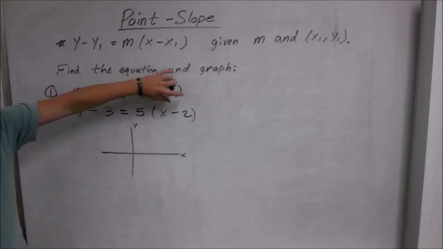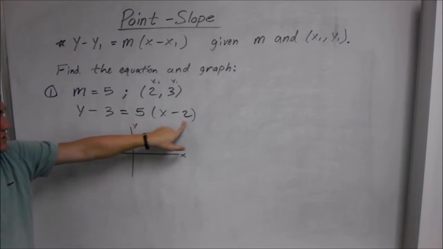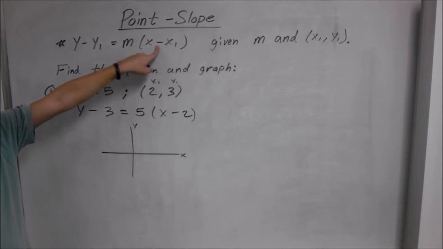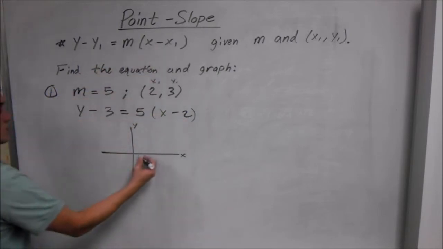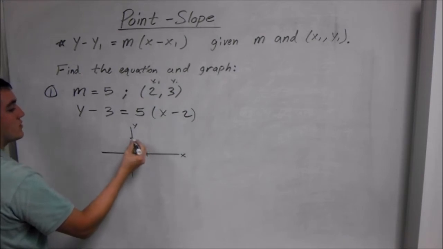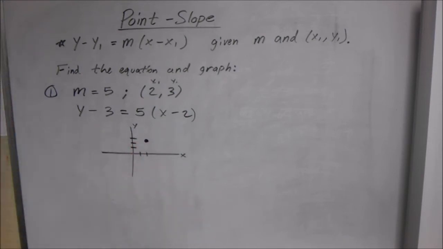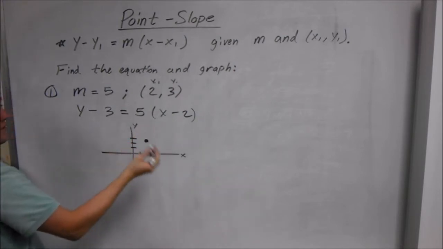If you didn't have the stuff given up top, what pairs with the x here is our x value. And it's always opposite since this is minus in the equation. So it's going to be (2, 3) is our point. Plot that, then use the slope to find the next point. Our slope is 5, or 5 over 1.